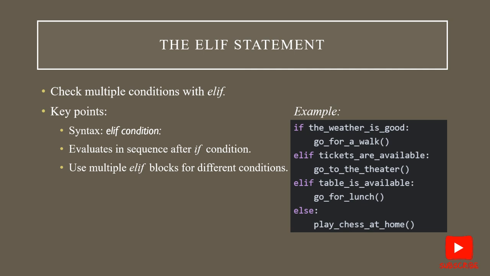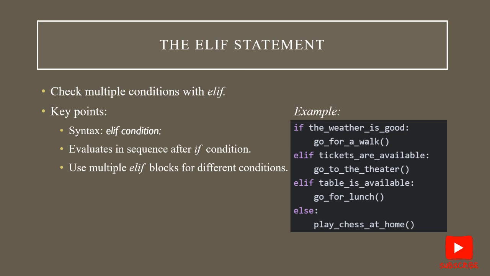For example, again, we'll change our plans and express them as follows. If the weather is fine, we'll go for a walk. Otherwise, if we get tickets, we'll go to the theater. Otherwise, if there are free tables at the restaurant, we'll go for lunch. If all else fails, we'll stay home and play chess. Have you noticed how many times we have used the word otherwise? This is the stage where the elif keyword plays its role.